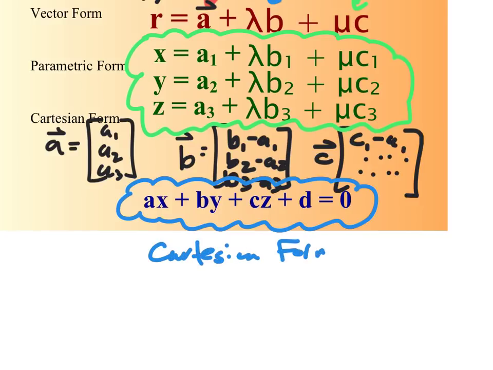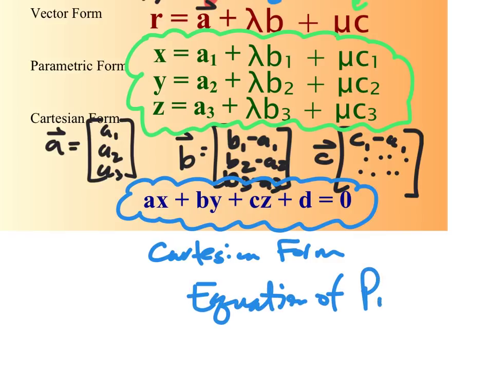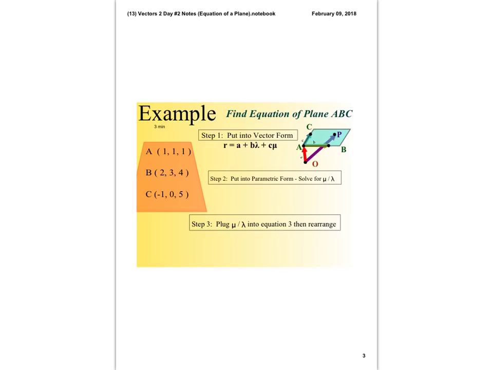This parametric form here is helpful, but it is not the most helpful form that we'll have this unit. This is going to be our friend. This is the Cartesian equation. This is Cartesian form for the equation of a plane. I think I spelled that right. Okay, here we go. Let's get on to an example.